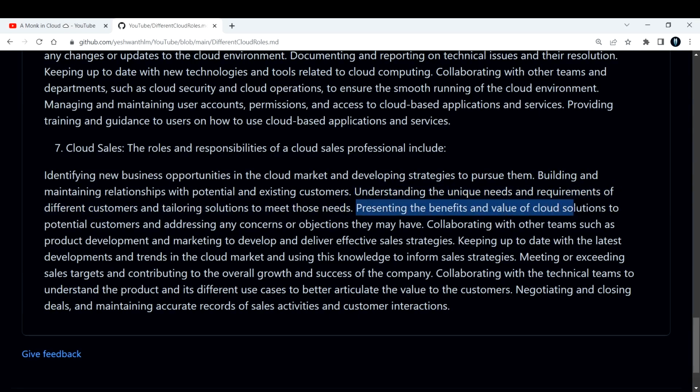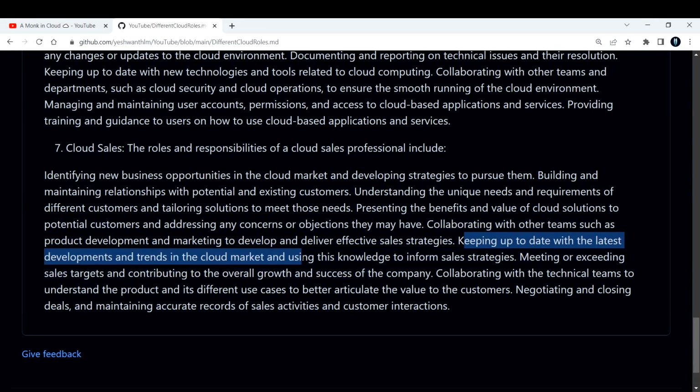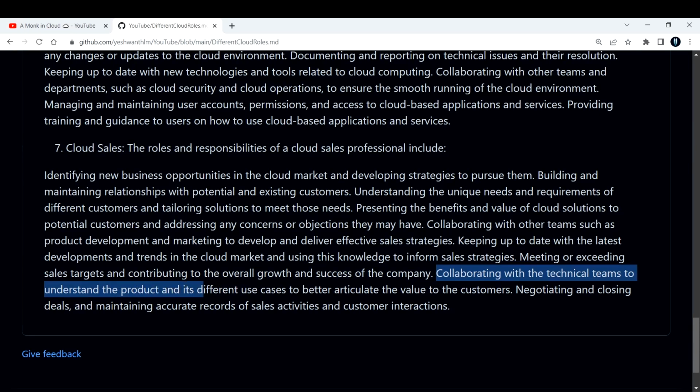Presenting the benefits and values of cloud solutions to potential customers, and addressing any concerns or business objections they may have. Collaborating with other teams such as product development and marketing to develop and deliver effective sales strategies. Keeping up to date with the latest developments in the cloud market will help you a lot. You will be meeting or exceeding sales targets and contributing to the overall growth and success of the organization. You would be collaborating with the technical teams to understand the product and its benefits or its different use cases to better articulate the value to the customers.